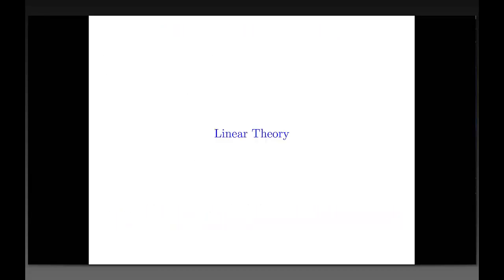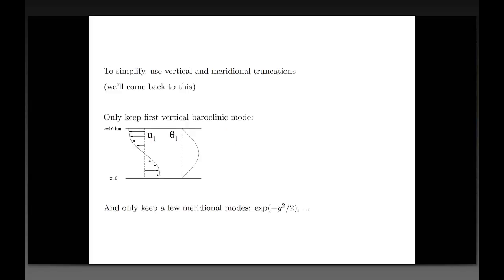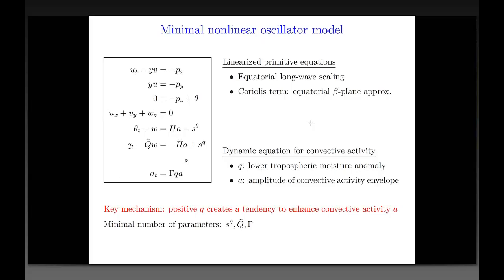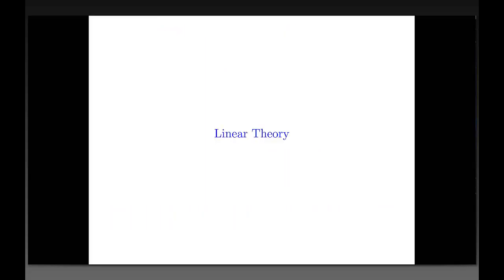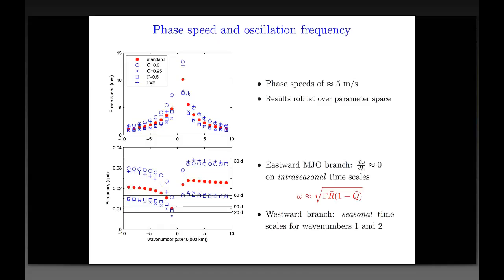Okay, so first, suppose we linearize the model, and maybe I should point this out: there's really only one nonlinearity in the model, and it's in this convective parametrization. So if we linearize that, just as a first step to see what the linear waves look like, we get something like this. First, this is showing the phase speed and the oscillation frequency. Phase speed on the top plot, frequency down here.